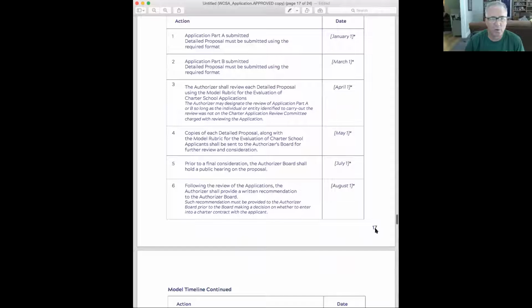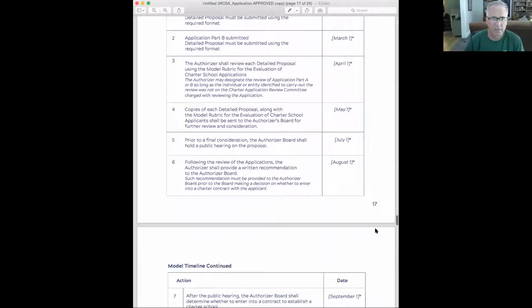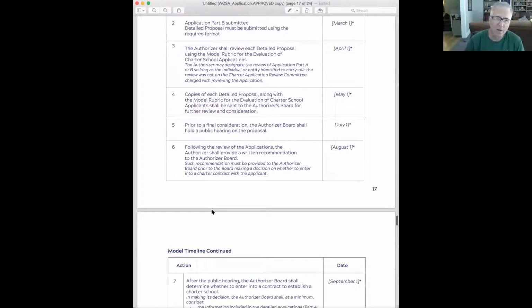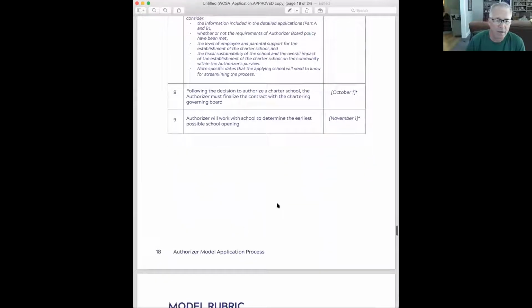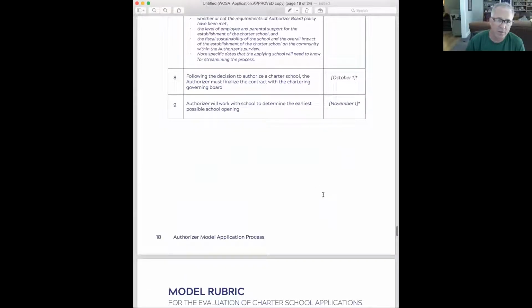And so the timeline goes through about 9 different steps, most of which are broad and relate to the earlier part of the document. So there's that relational piece all the way from the process and purpose to the application A and B model, and now the timeline, which is linked to those. And then finally, at the end, you have the model rubric.